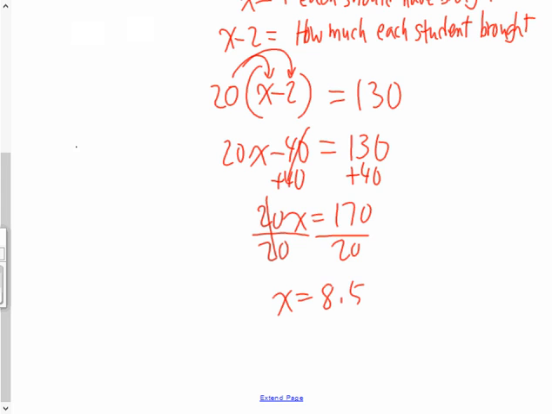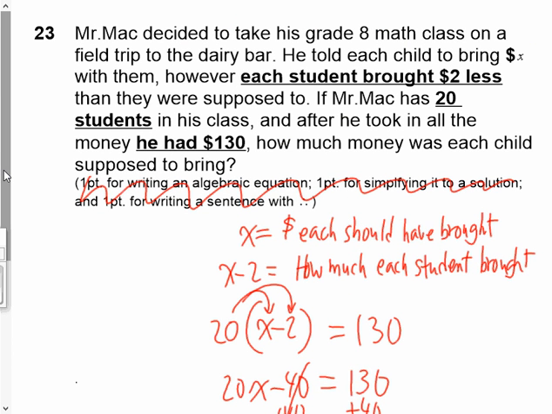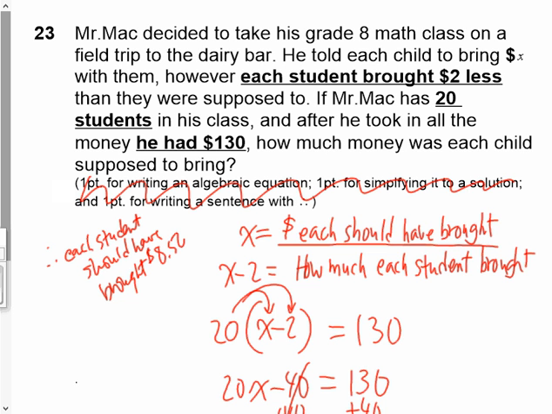Now we're not done yet, because x equals 8.5, write a therefore sentence, and since x equals 8.5 and x also equals the money each student should have brought, therefore each student should have brought $8.50. Now there was one person who said 8.5 is $8.05. But what you have to know is that $0.5 is not 5 cents, it's half of a dollar. And half of a dollar is 50 cents. So 8.5 is $8.50.